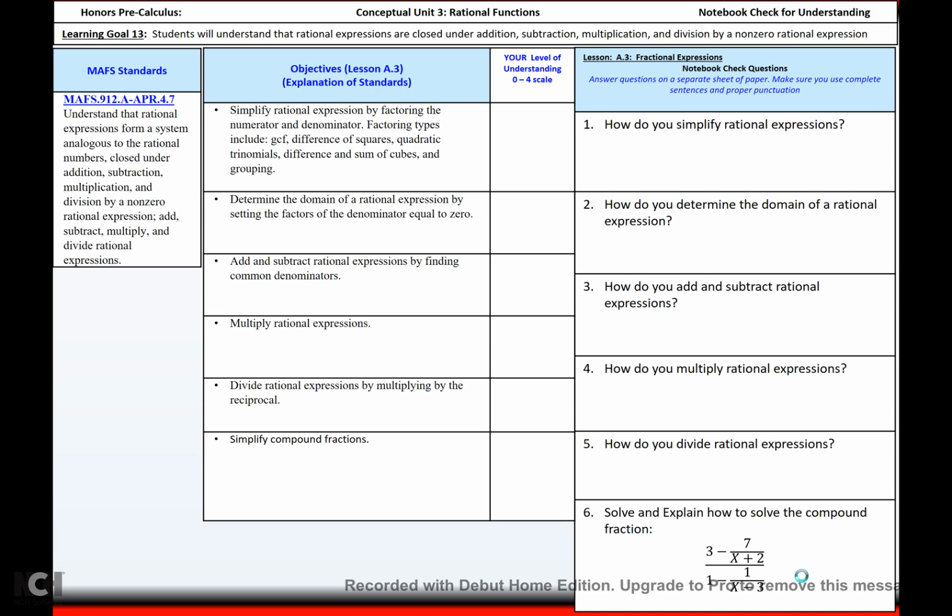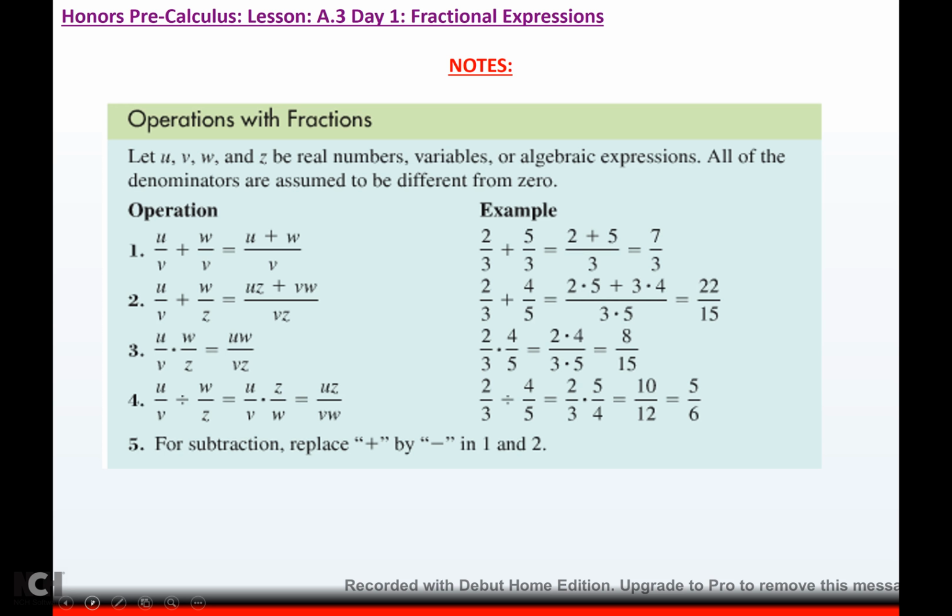All right, so we are going to talk about adding and subtracting rational expressions. A rational expression basically is a fancy word for saying that you have fractions, which I know you guys hate, okay? But here's your rules.